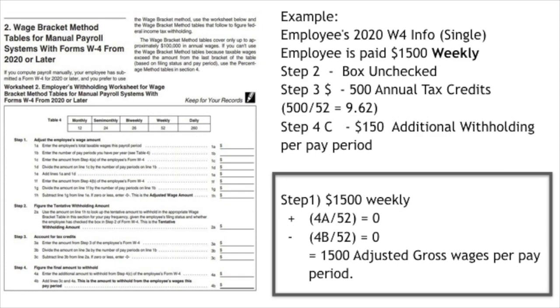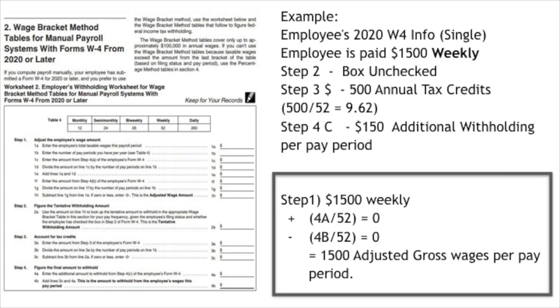In this example, the employee has 2020 W-4 info. He's claiming single and he's paid $1,500 weekly. In Step 2 of the Form W-4, the box is unchecked. In Step 3, the employee is claiming $500 as an annual tax credit. In Step 4C, he has entered an additional $150 as extra withholding per pay period.